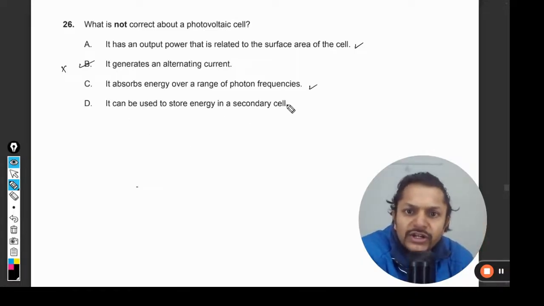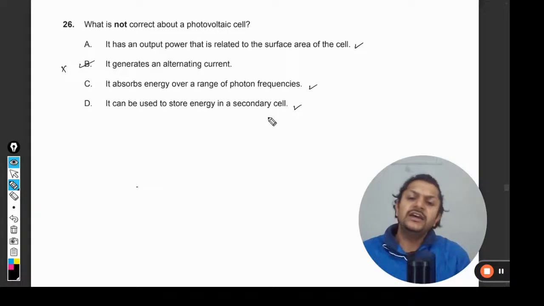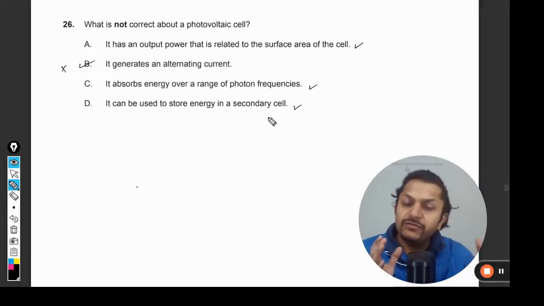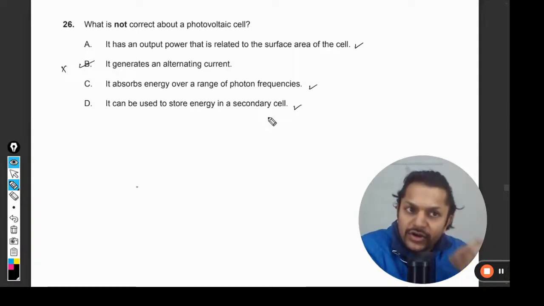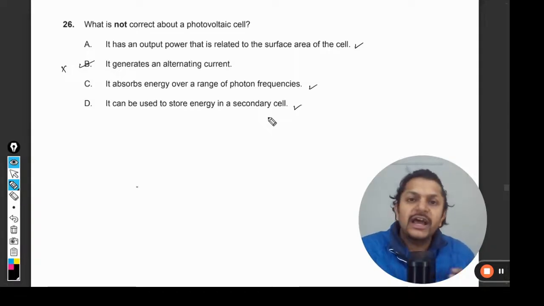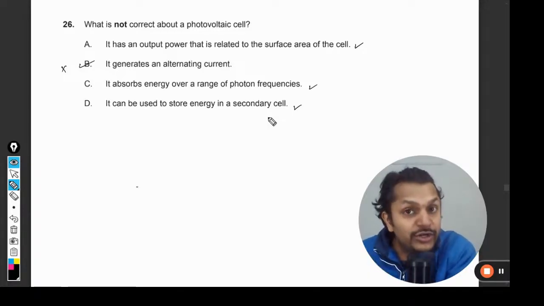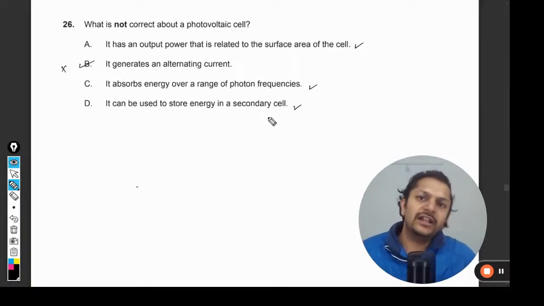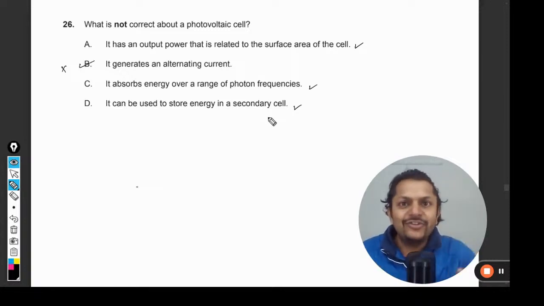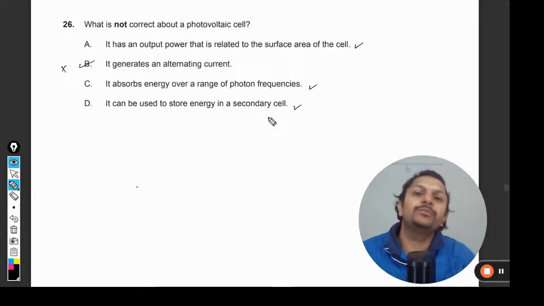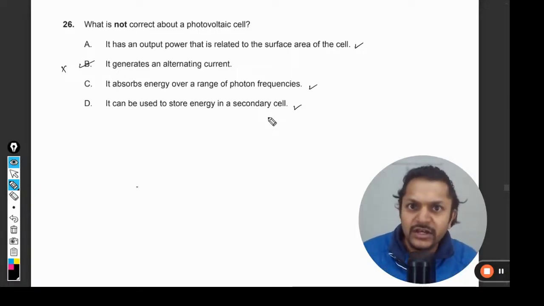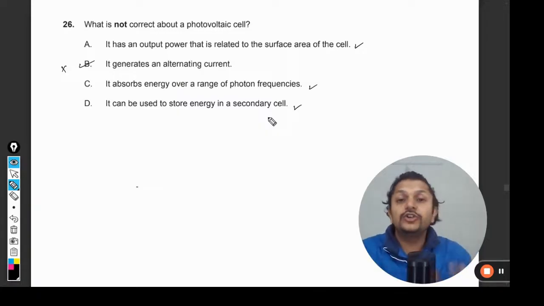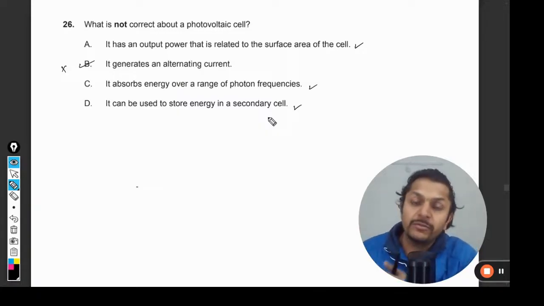It can be used to store energy in the secondary cell. Absolutely correct. If there is a solar cell and you are connecting it with the secondary cell, it can create DC output, and that DC output is now DC input into the secondary cell, and thereby it can recharge the secondary cell. We all know that a secondary cell can be recharged only with the help of DC current, not with AC current. So this is one of the primary uses of a solar cell, that we use it to store energy in our battery.